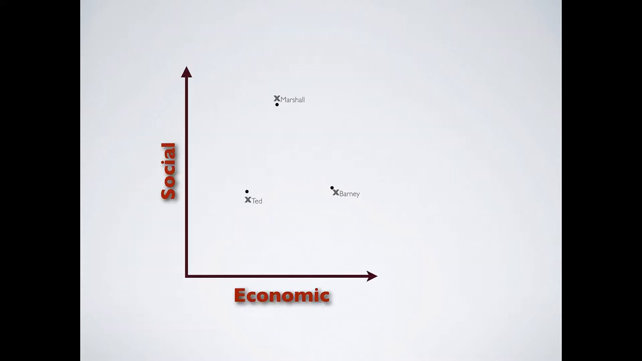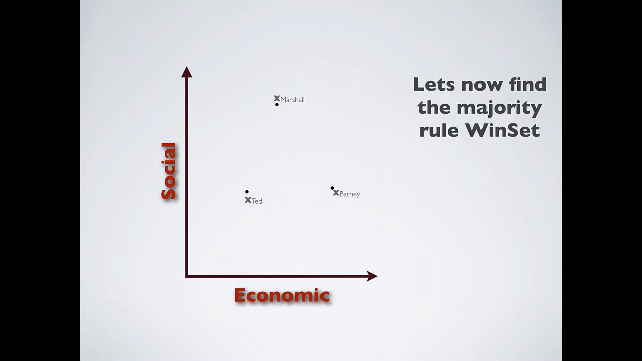So here are our old friends, Ted, Marshall, and Barney. Let's find a majority rule WinSet. I'm going to give an alternative here, Y. We need to find everyone's preferred-to set. First, for Ted, there is Ted's preferred-to set. It's a circle centered on his ideal point running through the alternative we are considering.